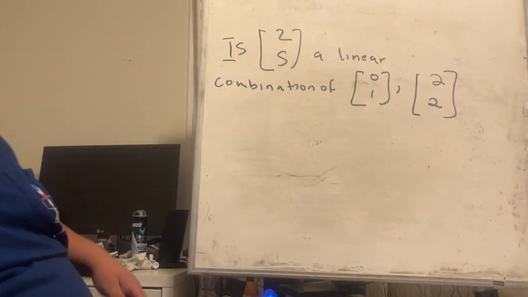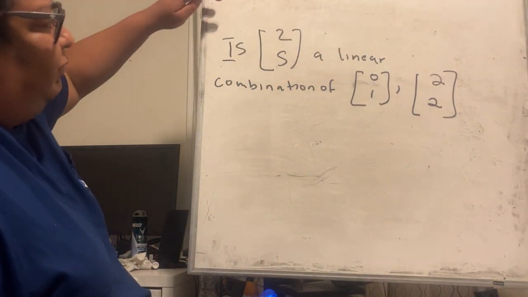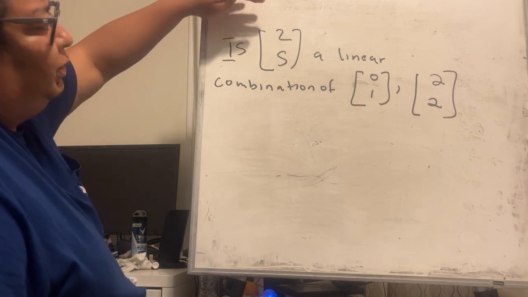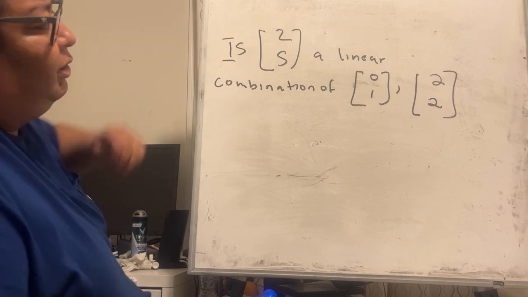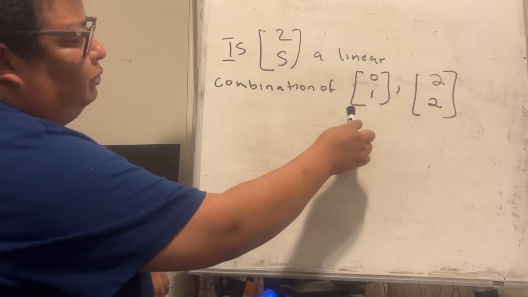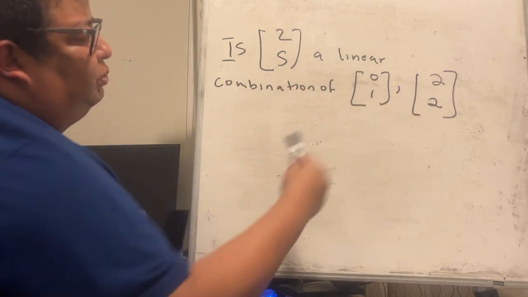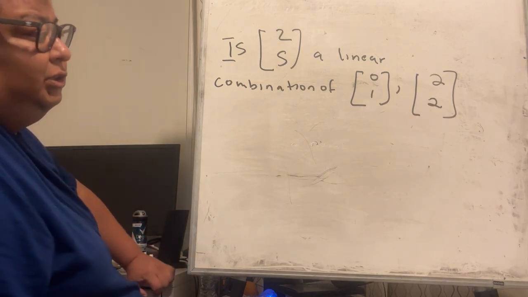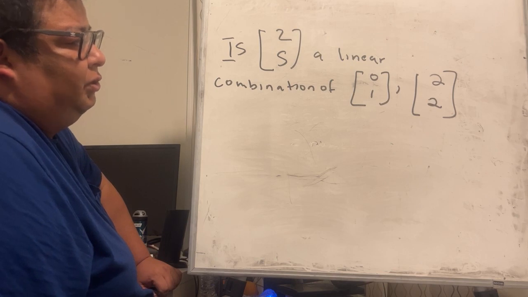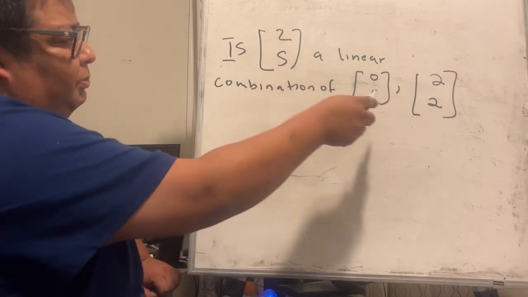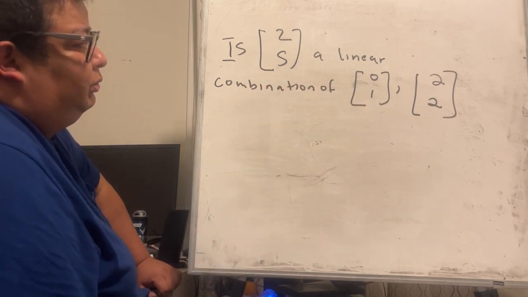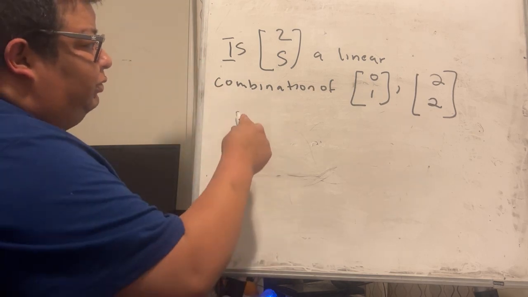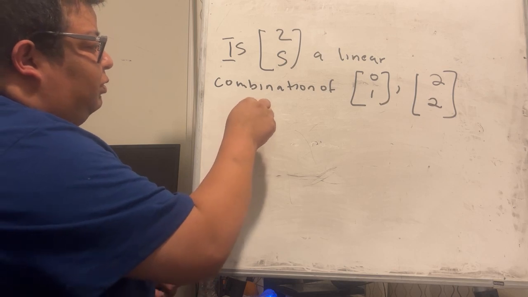Welcome. In this video, I'm gonna teach you how to determine whether a vector, in this case (2, 5), is a linear combination of (0, 1) and (2, 2). So we need to find whether a vector is a linear combination of other vectors. In this case, these are the vectors we're gonna be working on. Usually what this tells you is that we need to solve this system.